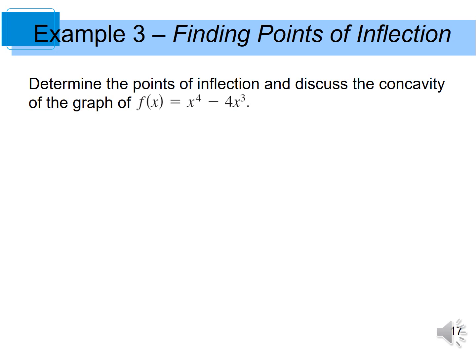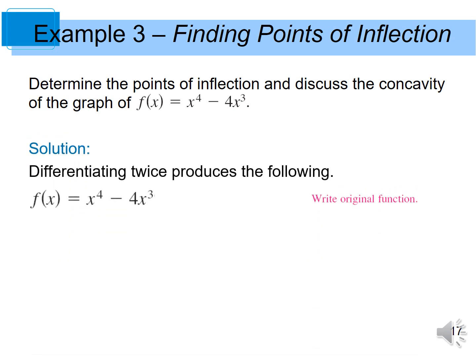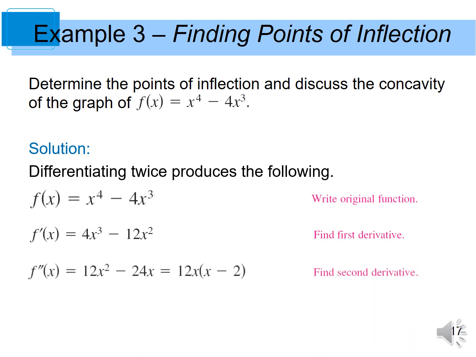Look at this example. Determine the points of inflection and discuss the concavity of the graph of f(x) equals x to the power of 4 minus 4x cubed. So first, write the original function. Get the first derivative function and differentiate again to get the second derivative function. And we simplify, so we get the simplest function.